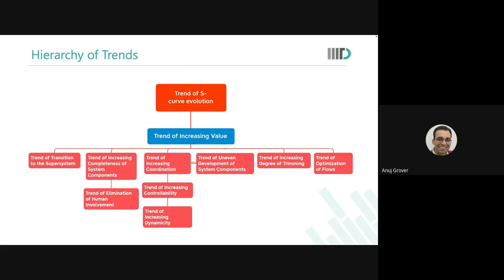There is another adjacent trend to this, which is the trend of uneven development of engineering systems. Now, this is a very interesting trend. Let us say a car itself, an EV car, is new. Do you think the EV car is at the peak of its efficiency today? No. But is nothing in the EV car at the peak of its efficiency? The EV car totally is not at the peak of its efficiency, but there are parts in it that are.